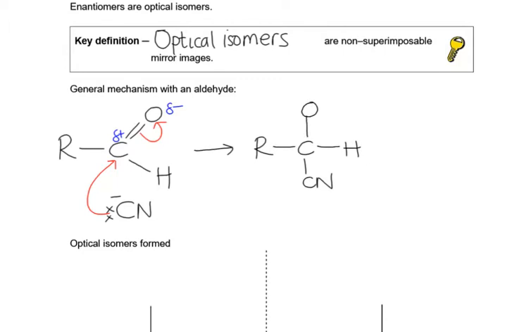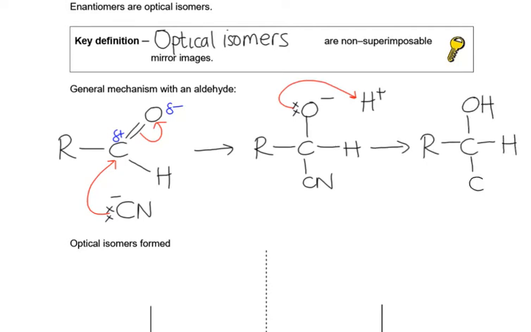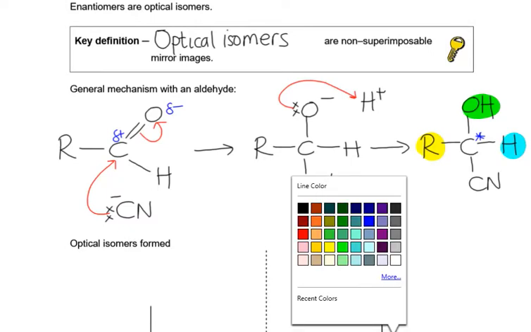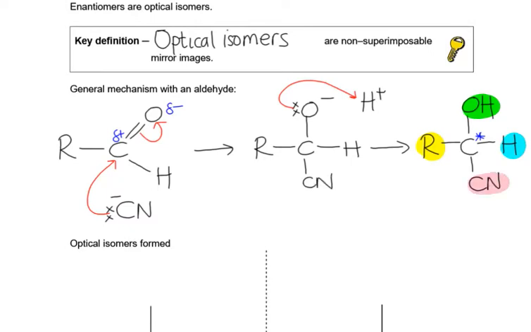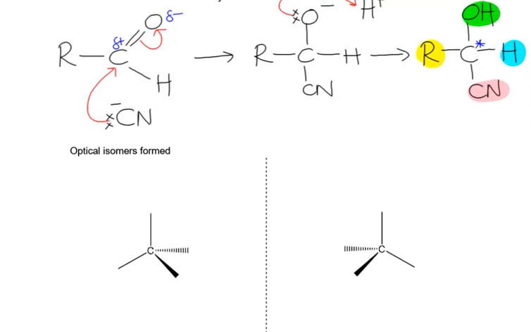The oxygen's become an O minus with a lone pair, and we're going to now add the dilute acid in our reagents and conditions. So we're going to add the acid, the proton, to make the hydroxynitrile. And what we can see here is that we have got a chiral carbon, a carbon with 4 different groups attached, and therefore a carbon that will have optical isomers. So we've got 4 different groups, and so we can show those optical isomers.